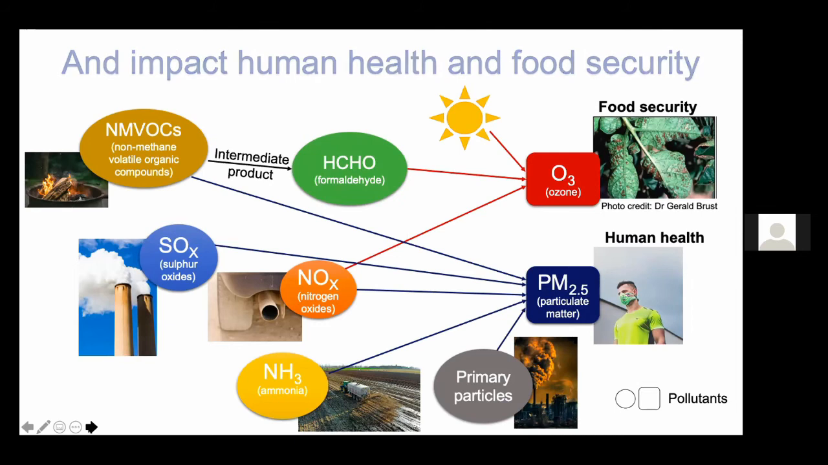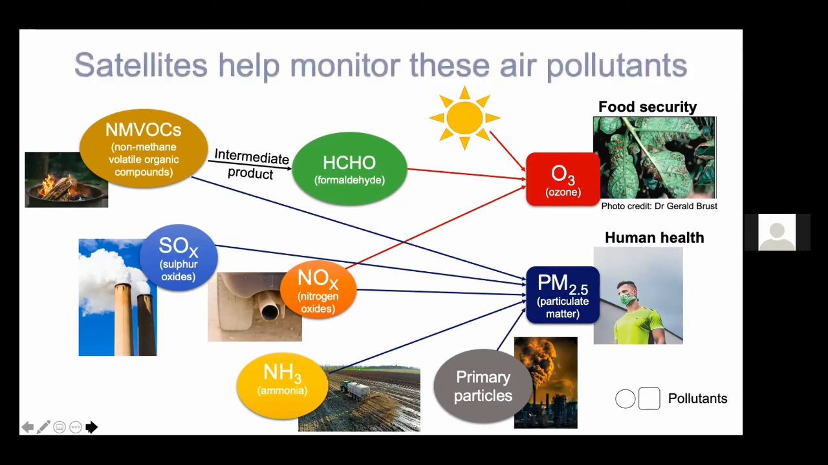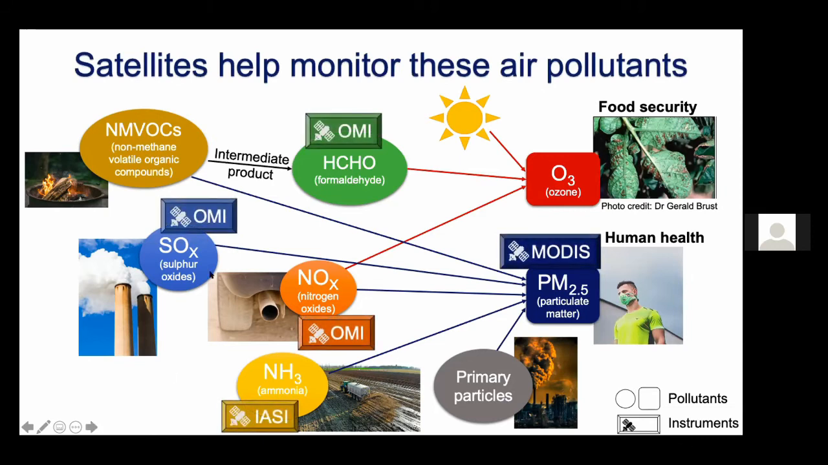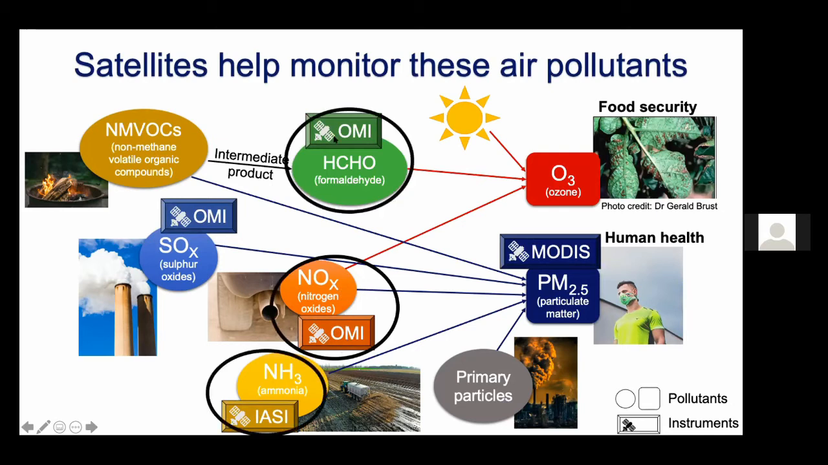Now, satellites are like the eyes in the sky, which are observing this cocktail of pollutants. For today's presentation, we are focusing on 3 of the sensors: OMI for nitrogen dioxide and formaldehyde, CrIS for ammonia, and MODIS for PM 2.5.